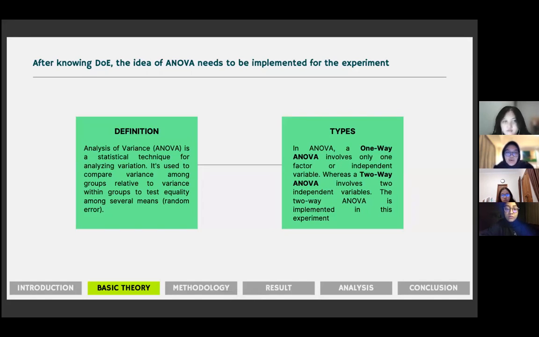After knowing DOE, ANOVA must also be implemented. There are two types of ANOVA, one-way ANOVA and two-way ANOVA. And for this case, we're going to use the two-way ANOVA. Next.